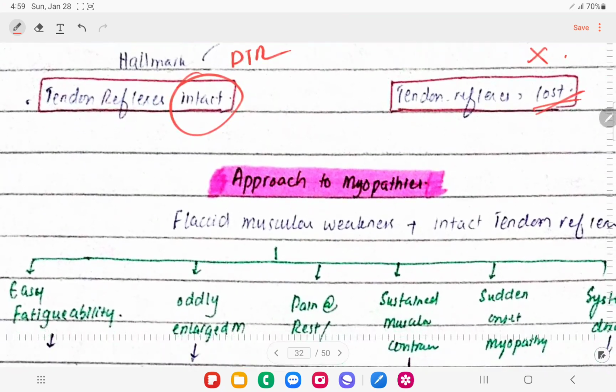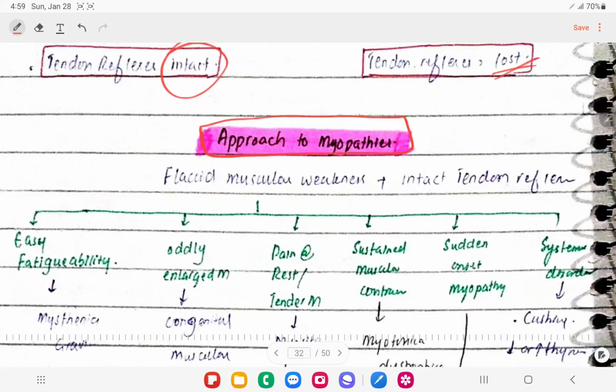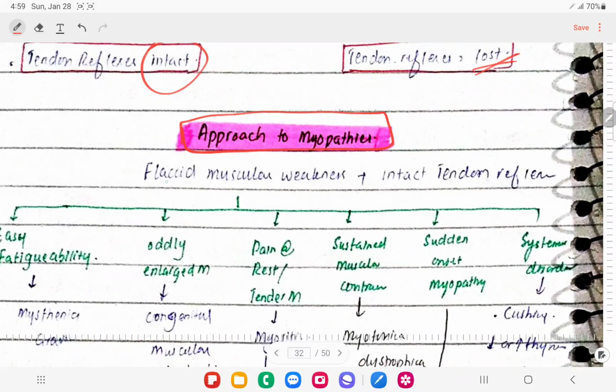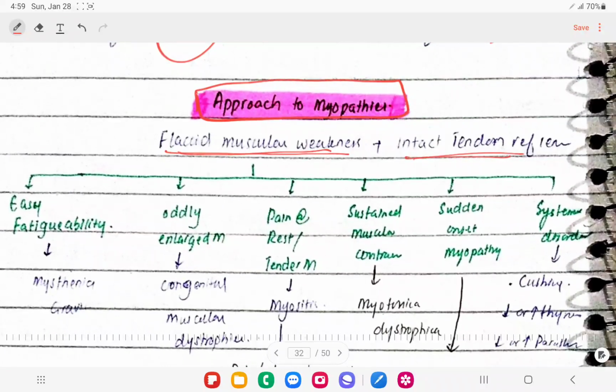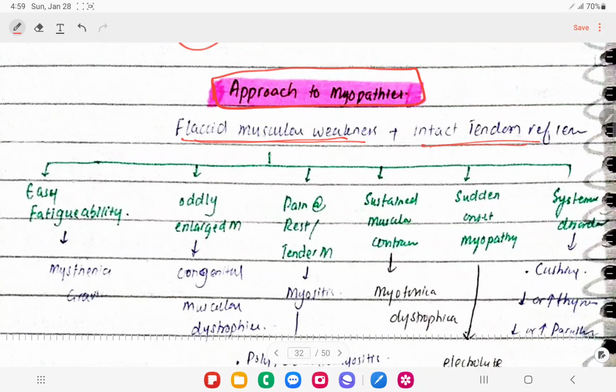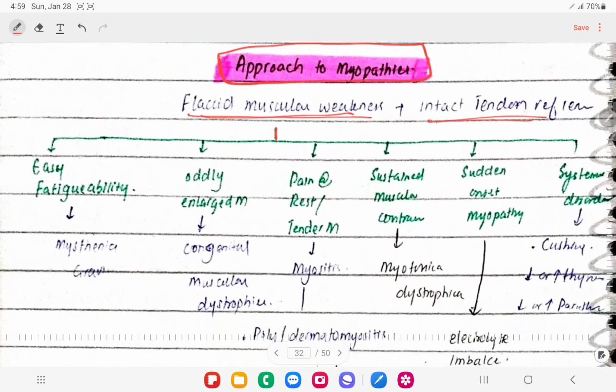So let's talk about the approach to myopathy. If any patient is presenting with flaccid muscular weakness and the tendon reflexes are intact, we can think about these diseases. If the patient is having easy fatigability along with that, we're going to think about myasthenia gravis. Obviously we're going to discuss all of these topics one by one.